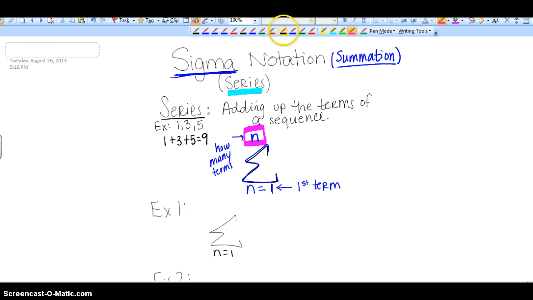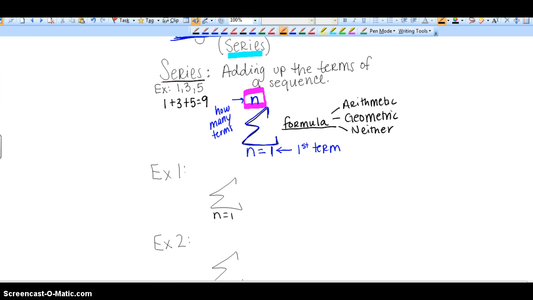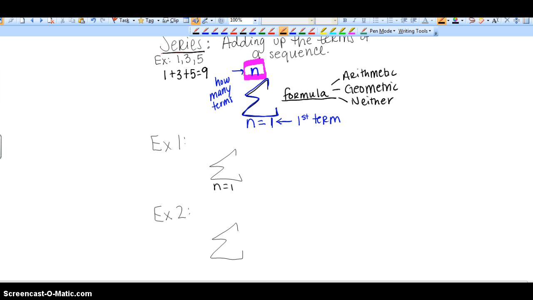Then the last thing that'll be included will be right here, and this will be some type of formula. It could be arithmetic, it could be geometric, or it could be neither. So it can be either arithmetic, geometric, or neither. So we're going to take you through a couple problems on how this works.